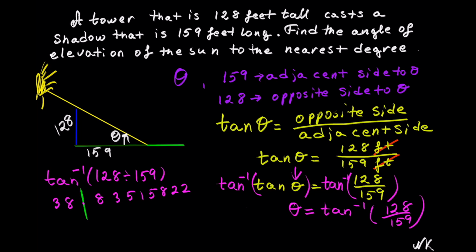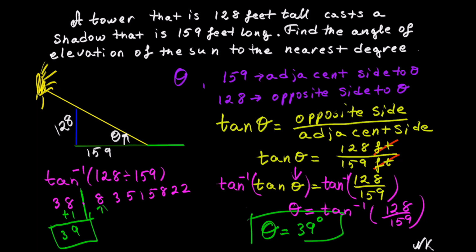decimal place. You want to take a look at the number to the right of it. If it's 5 or more, we need to add 1 to our round off place. Since 8 is more than 5, I need to add 1 to my rounding off place. So my solution will be 38 plus 1, 39 is the rounded off answer to the nearest whole degree. So I get theta is equal to 39 degrees. Angle of elevation is 39 degrees. That's all.